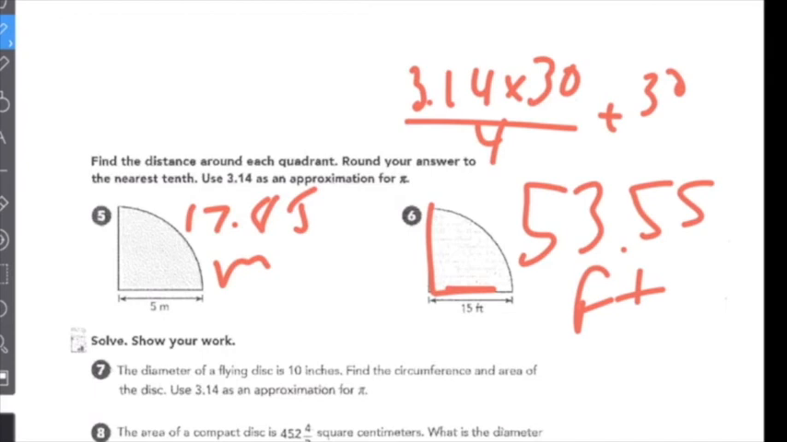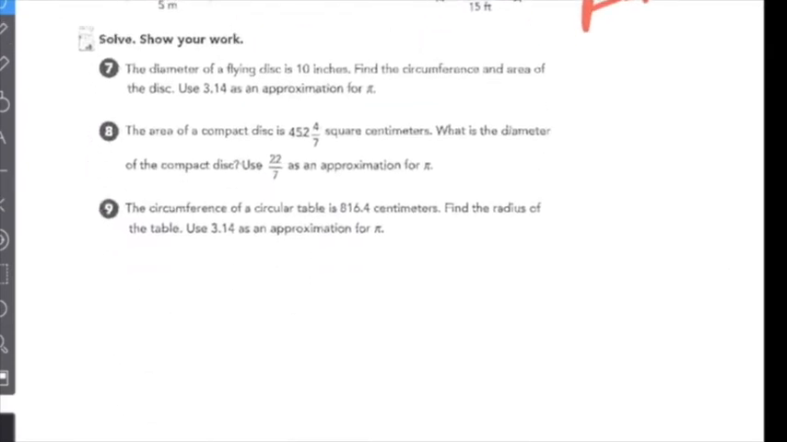Okay. So let's do number 7 down here. Number 7 says the diameter of a flying disc is 10 inches. Find the circumference and area. For this, it's very similar to everything that we've done before. So I'm just going to go ahead and give you the answers.